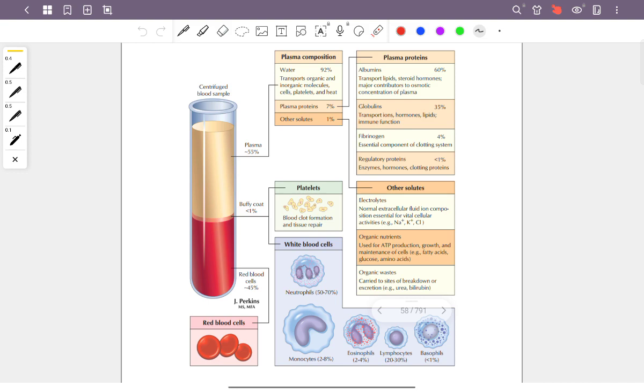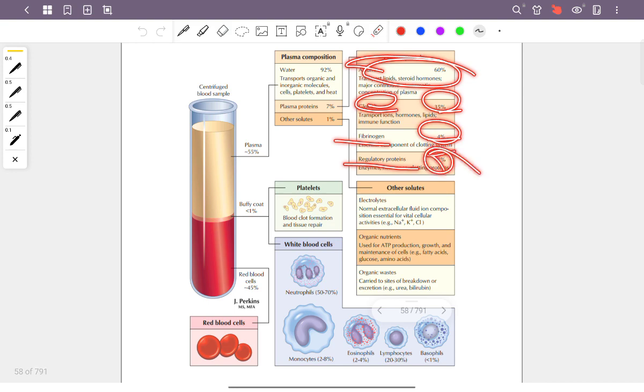As I said, one of the functions of the blood is to carry waste and excrete it out, and other functions are storage and transport. So these are the main things which we all should know. Albumin is 60%, globulin 35%, fibrinogen 4%, and regulatory protein less than 1%. So these are the plasma proteins.